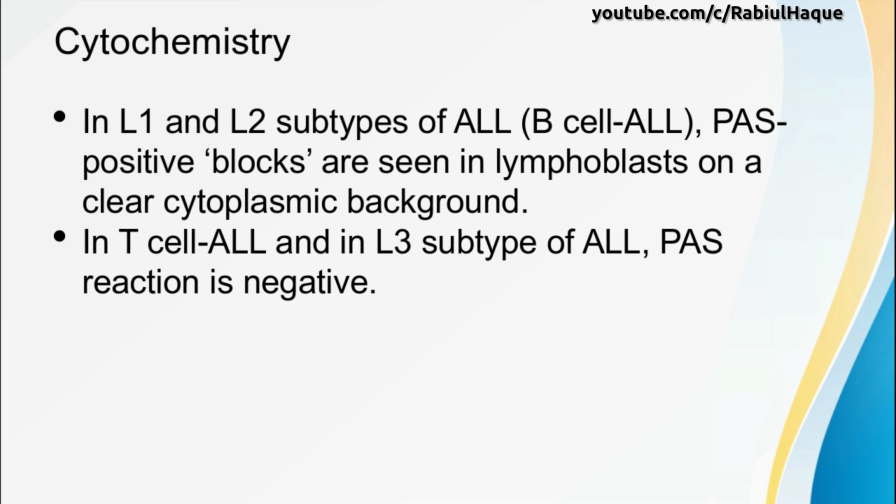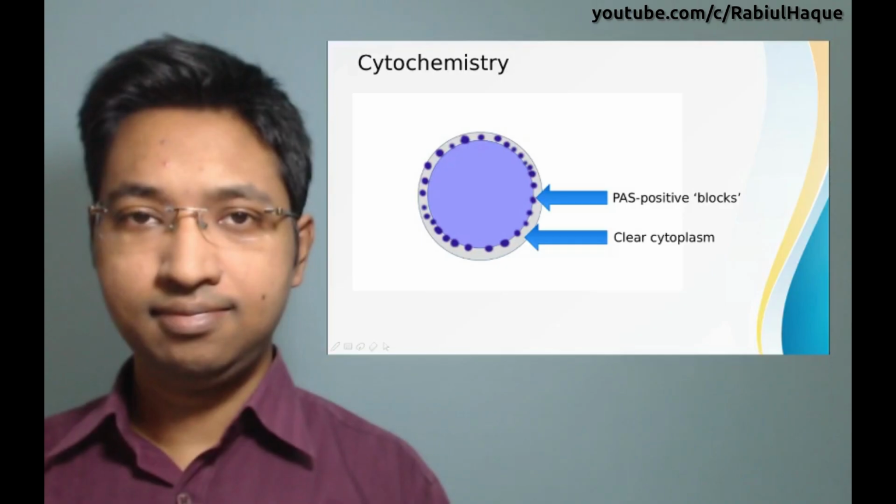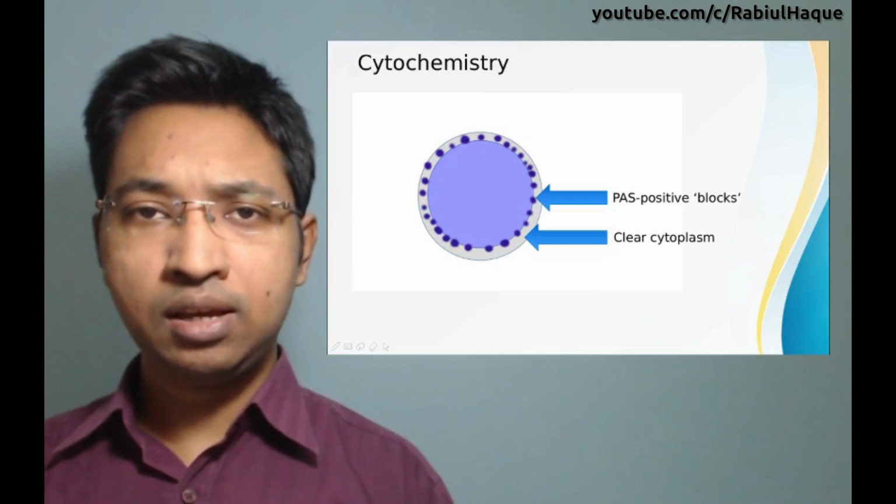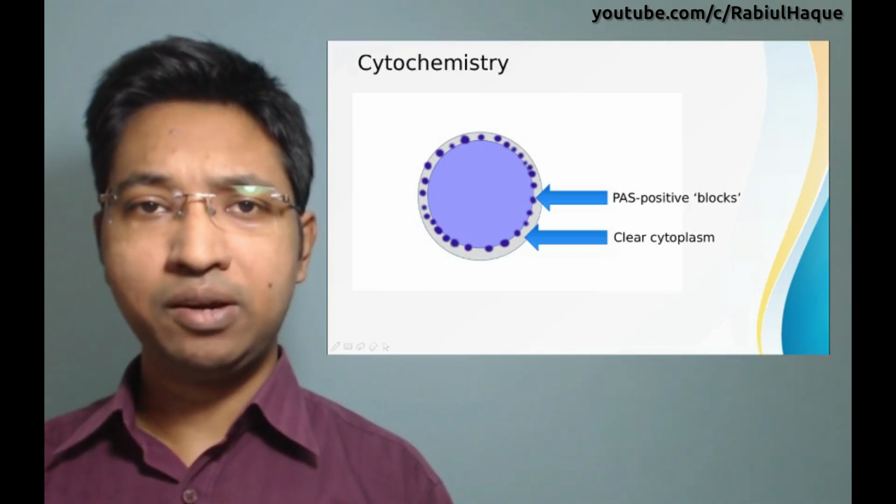Now, in L1 and L2 subtypes of acute lymphoblastic leukemia, PAS positive blocks are seen in lymphoblasts on a clear cytoplasmic background, and always remember that in T cell acute lymphoblastic leukemia and in the L3 subtype of acute lymphoblastic leukemia, PAS reaction is negative. So in this image we can see the PAS positive blocks in the clear cytoplasmic background.